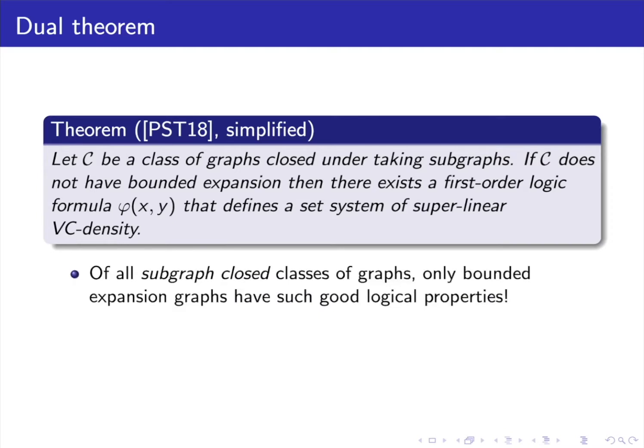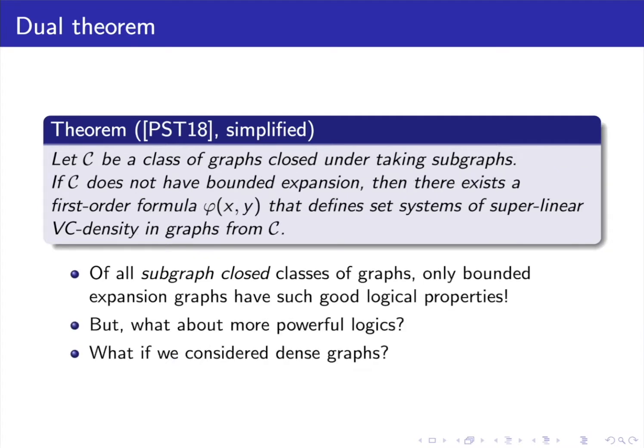So basically this means that when we consider subgraph closed classes of graphs, only bounded expansion classes actually have good properties when it comes to defining set systems using logical formulas, right? But then there are some natural questions that arise. Like, what if we considered more powerful logics? We will basically discuss some of those. And also, what if we considered dense graphs?